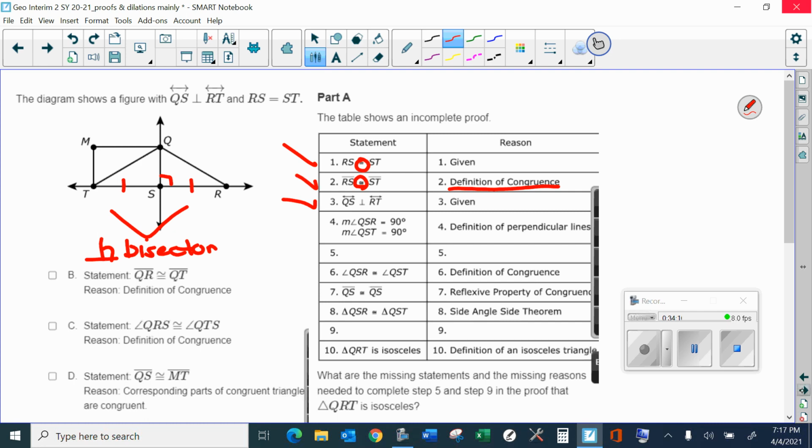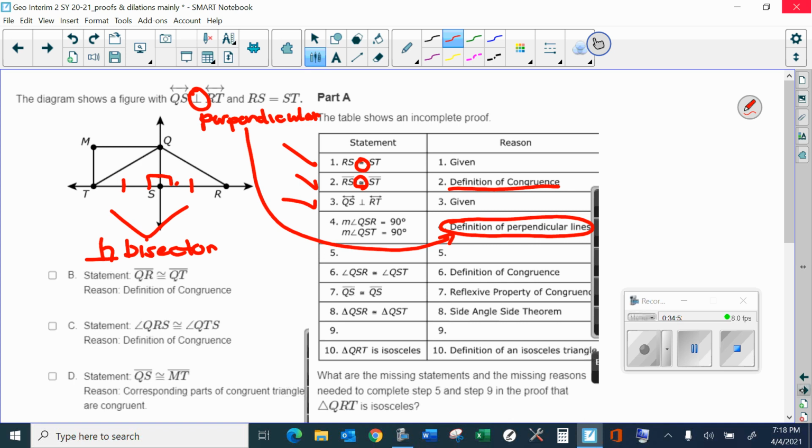So we have all that right there. QSR is 90 degrees and QST is 90 degrees. Why do we know that? Definition of perpendicular lines, or just perpendicular. So there's my perpendicular symbol. Remember I told you that if you see a vocab word in your given, you're going to use that vocab word? Well, that's exactly where that comes into play, definition of perpendicular. So now we're able to say that those two angles are 90 degrees.